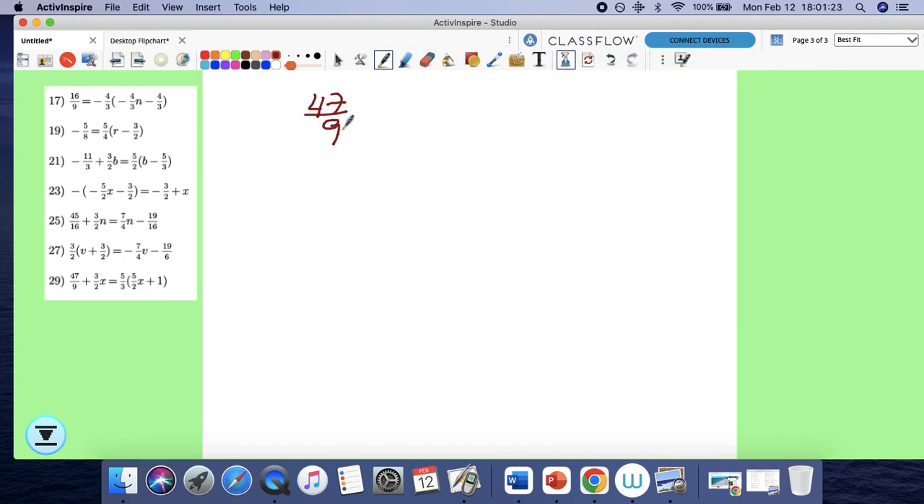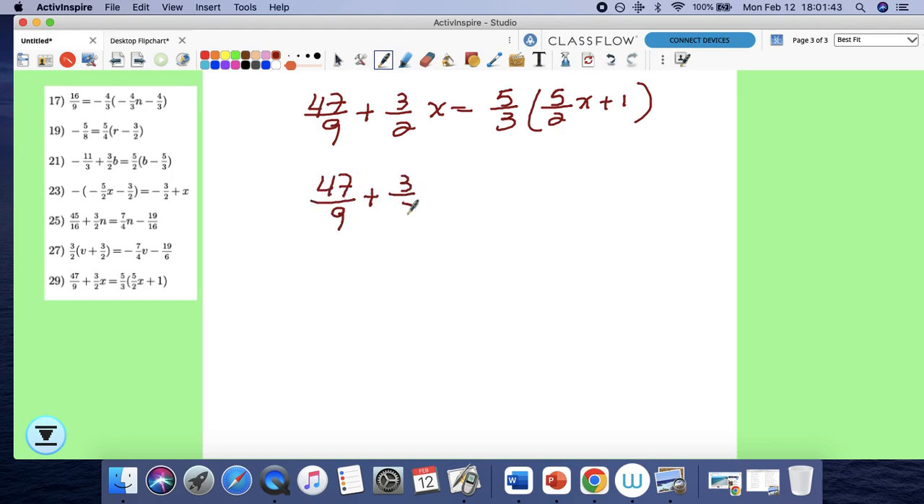47 over 9 plus 3 over 2 x equals 5 over 3 times (5 over 2 x plus 1). So, let's do this properly. I multiply these two. 5 and 5 is 25. 3 and 2 is 6. Don't forget the x. And then 5 thirds times 1 is just 5 thirds.